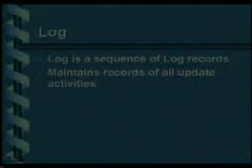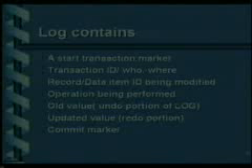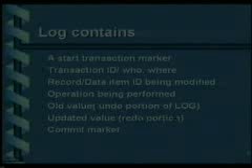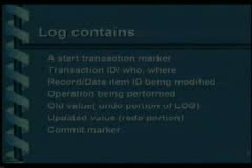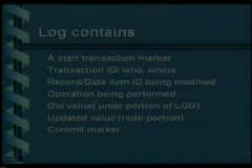So what is a log? A log is a sequence of log records which maintains records of all update activities. In fact, for all transactions, we keep a log. What does the log contain? A start transaction marker, transaction ID, who, where, the record data item ID being modified, the operation being performed, old values (the undo portion of the log), updated values (the redo portion of the log), and a commit marker. So if the commit marker is raised, I know the transaction has committed.